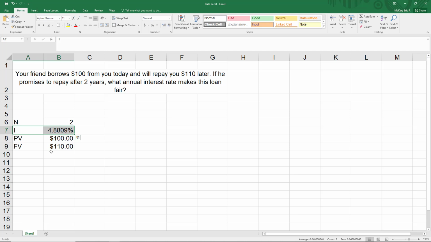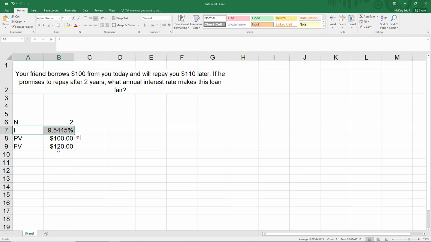But now I can change values here, so I can change the number of periods or present value or future value, and interest rate will immediately update. So, for instance, let's say our friend is going to pay us more. We're going to get 120 instead of 110. All I have to do is change future value here, and my interest rate now immediately updates.